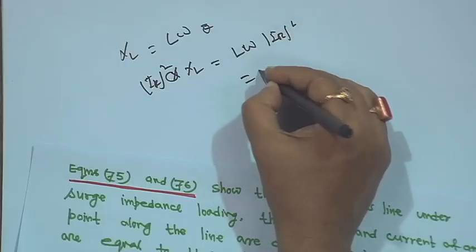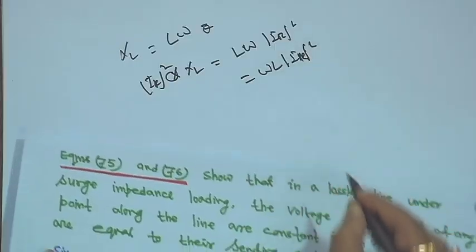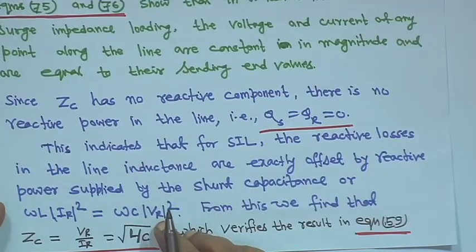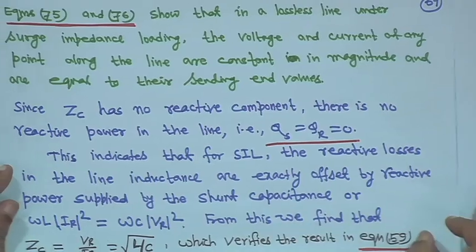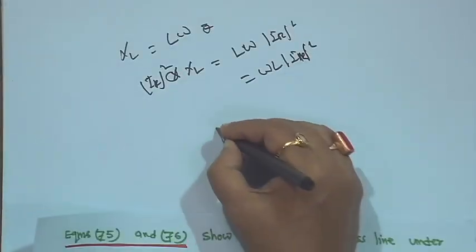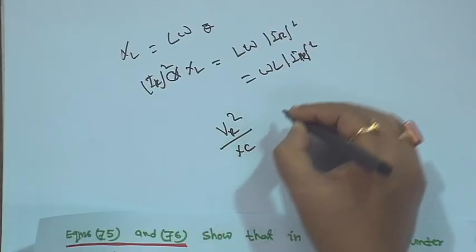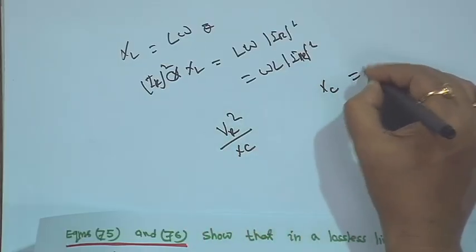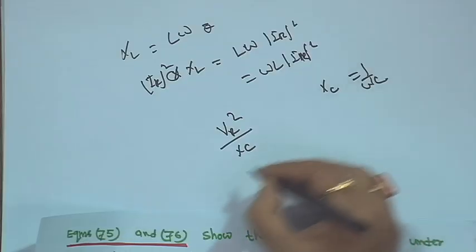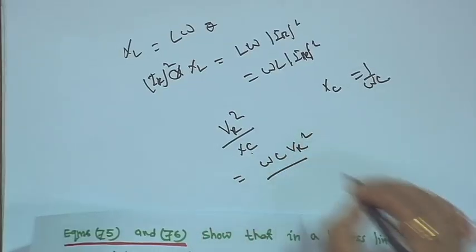So, that way we are writing ωL·I_R², and the charging admittance is ωC·V_R². So, in that case, the reactive power supplied by the charging admittance is V_R² by X_C, and you know X_C is equal to 1 upon ωC. So, you substitute here, and it becomes ωC·V_R².